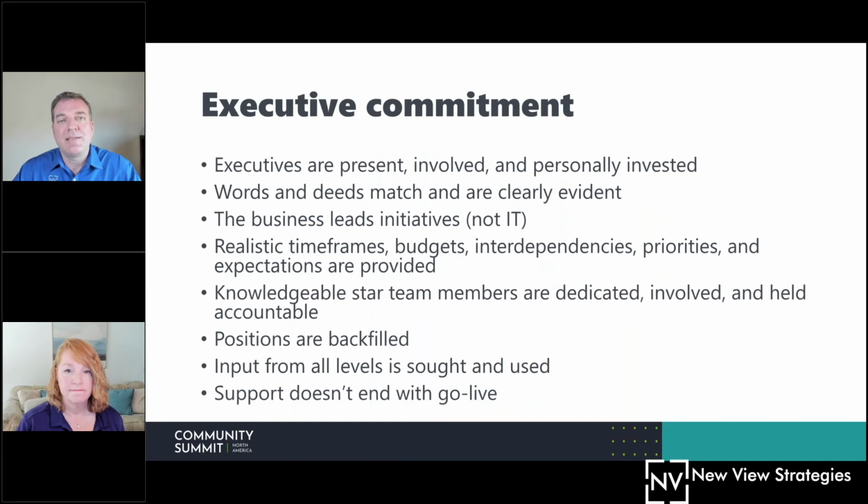Executive commitment. Hey, Cynthia, this is number 1 for a purpose, right? It absolutely is. And we have a lot on this slide, and we're not going to go through every single item on this slide. But really, what it comes down to is from the executive or the top down, it's about attitude and action.